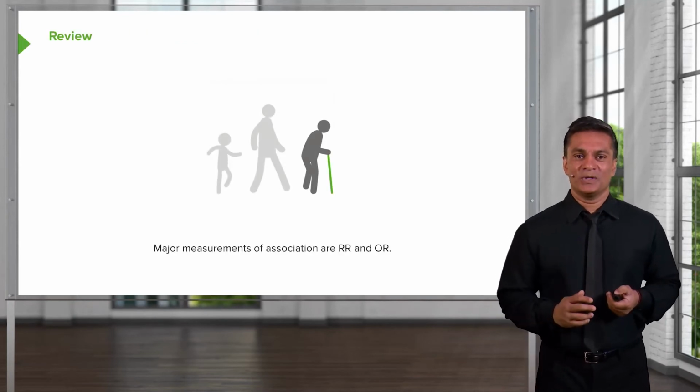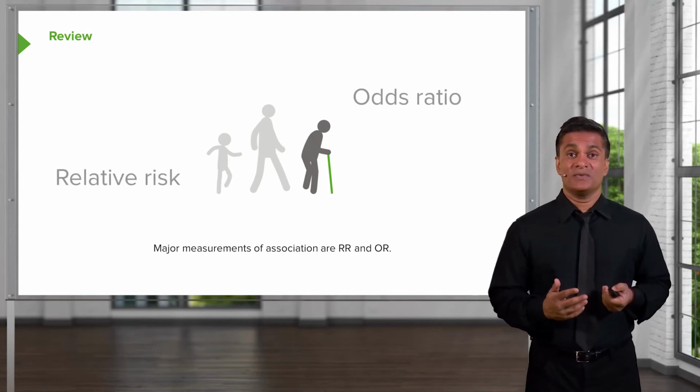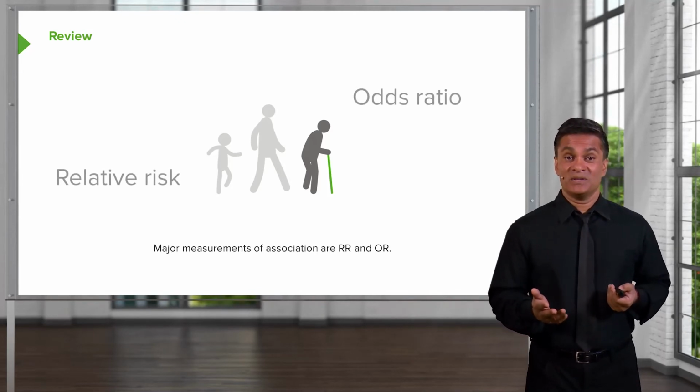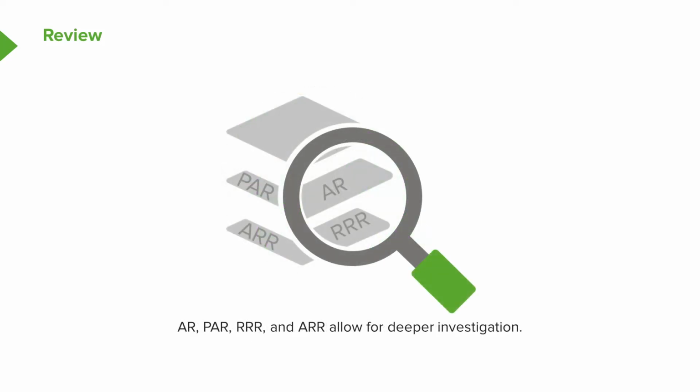So, what have we learned? We've learned about the major measurements, relative risks and odds ratios. We've learned about what they mean and when to use them. We've learned that relative risks are used in cohort studies and odds ratios in case control studies because relative risks are about incidence rates, and cohort studies can compute incidence rates, but case controls cannot. We've learned about attributable risk, 2 kinds in particular, the population attributable risk and the attributable risk in the exposed group. We've learned in another lecture about relative risk reduction and absolute risk reduction as well.